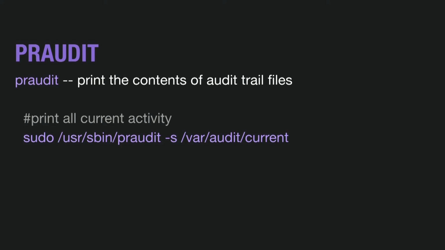So we'll do a quick example here with audit. It's very straightforward. It prints the contents of audit trail files. So if you want to see all the activity on your machine, you would just run this command, sudo /usr/sbin/praudit -s /var/audit/current. This could take a while to come back. This is not quick. You may have to sit for 3 to 5 minutes. Typically when I run this, I pipe it out to a file on my desktop. That way I can just move on with my life and I've got it in a file and I can open it up.